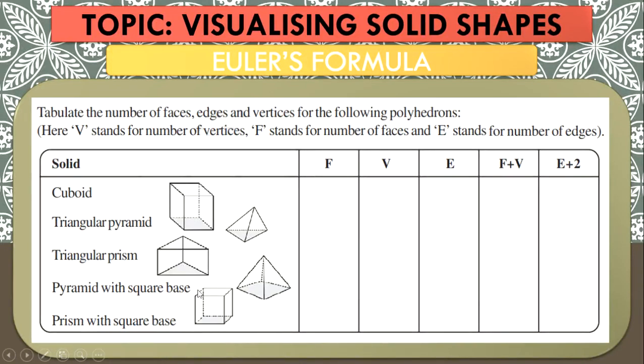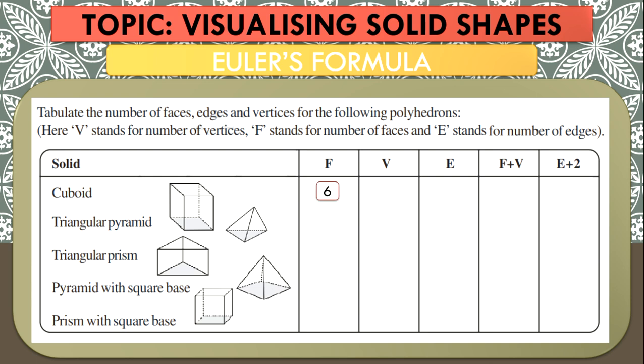Now let us see how we derive Euler's formula. So let us analyze these shapes: cuboid, triangular pyramid, triangular prism, pyramid with square base, prism with square base. Let us count the faces, vertices, edges and check whether f plus v and e plus 2 have any connection between them.